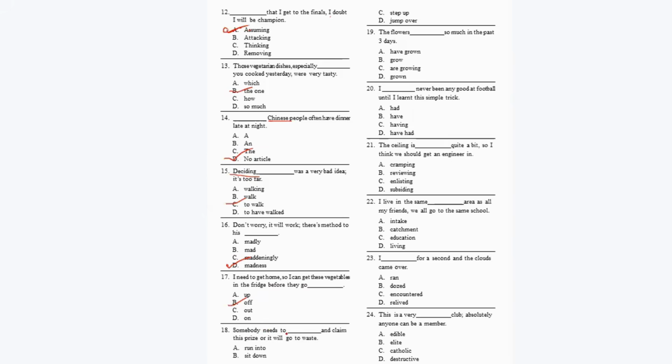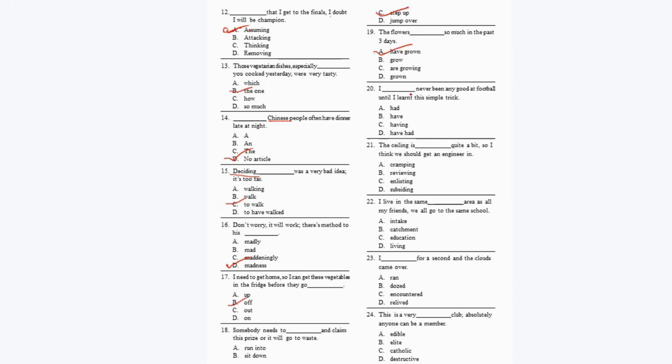Next, somebody needs to dash and claim this prize or it will go to waste. It means somebody needs to take the responsibility. The phrasal verb which gives the meaning of taking up responsibility is step up. So somebody needs to step up and claim this prize or it will go to waste. Next, the flowers dashed so much in the past 3 days. So it should be what happened in the past 3 days? They have grown so much. So option A is your correct answer.